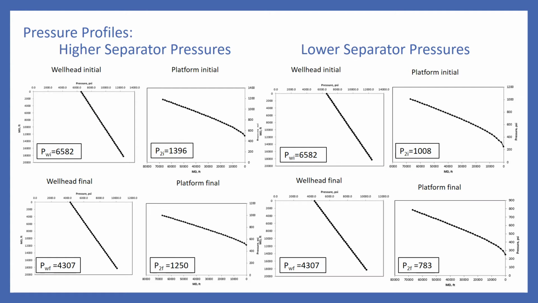Although the production data did not change, some aspects of the pressure profile did. The pressure profiles for the wellhead remained the same, but the pressure profiles to the platform did experience a change with the lower and higher ending pressure at the separator. For our higher pressure, we chose a separator pressure of 700 psi.